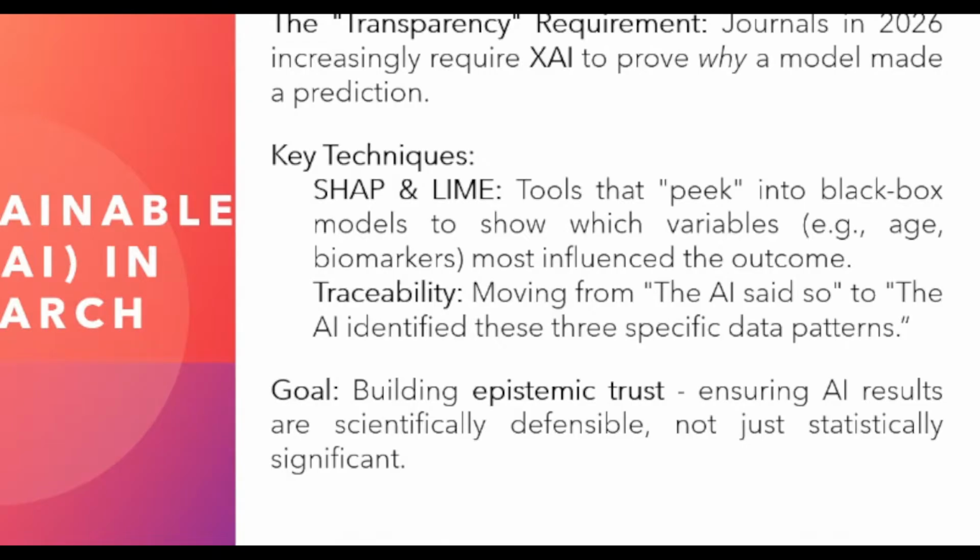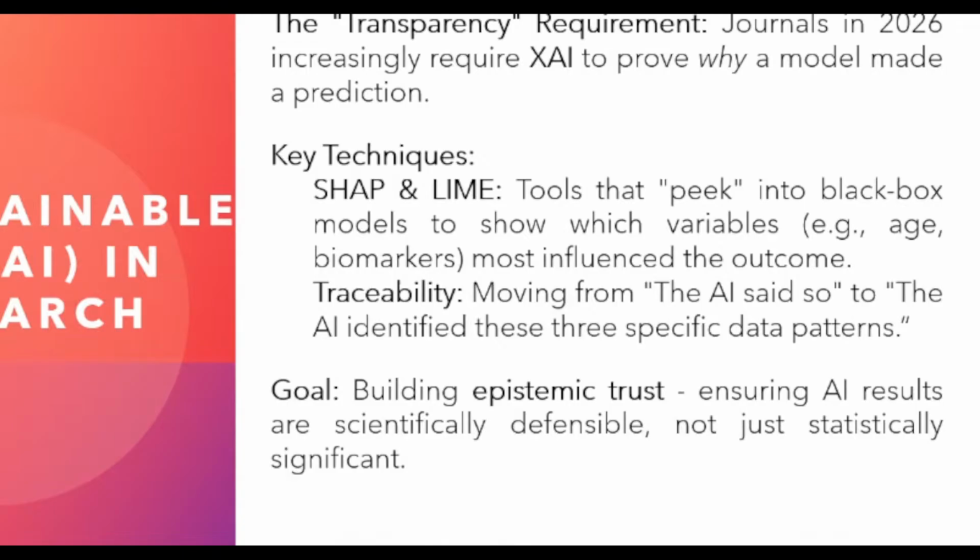Next, explainable AI in research. The transparency requirement. Explainable, that's why it's called XAI. In research, to prove why a model made a prediction. Now this is called explainable artificial intelligence. Then come key techniques. Okay, that's SHAP lines.